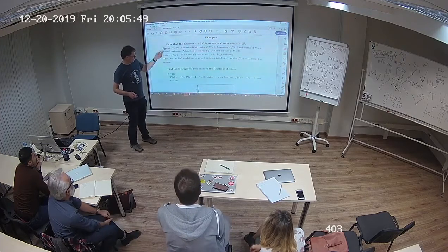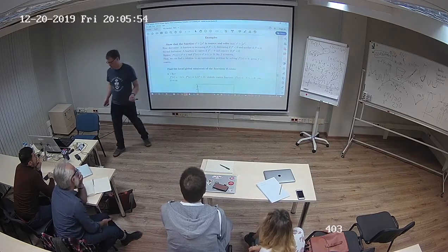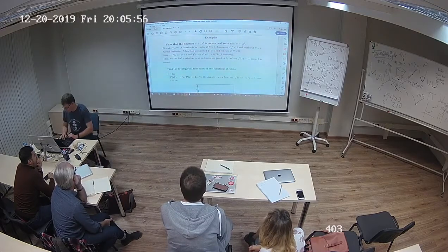Now, find the local and global minimum of the function if it exists. So for the function minus the logarithm of x, it's always good to visualize.